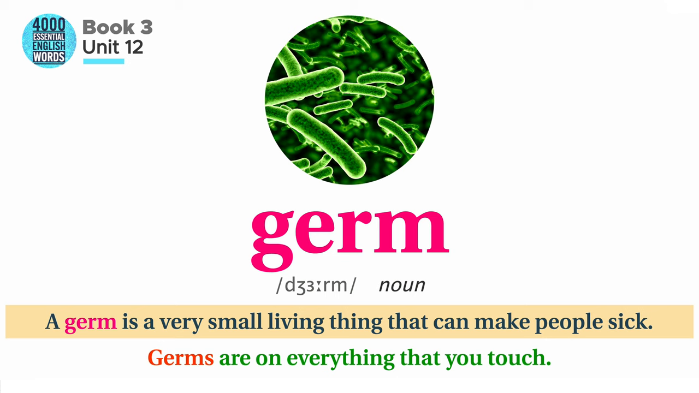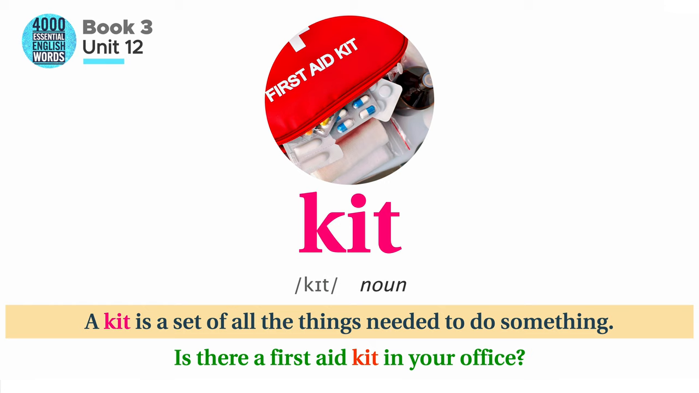Germ. A germ is a very small living thing that can make people sick. Germs are on everything that you touch. Kit. A kit is a set of all the things needed to do something. Is there a first aid kit in your office?